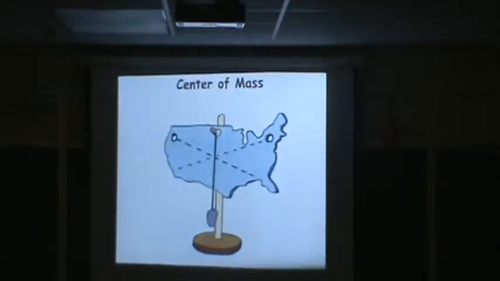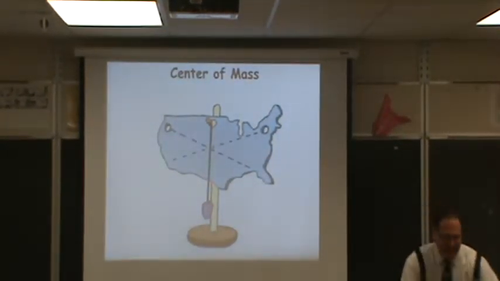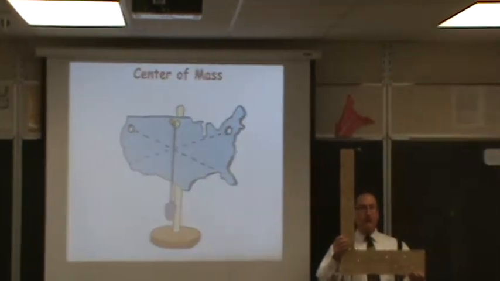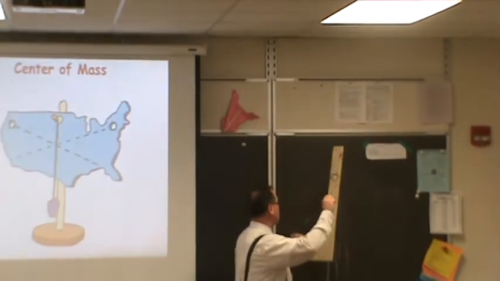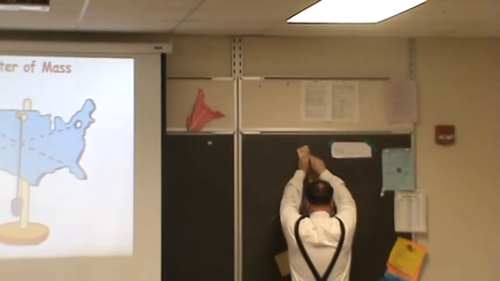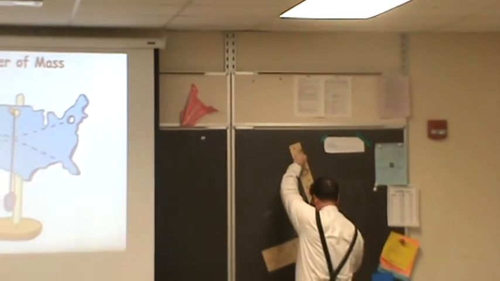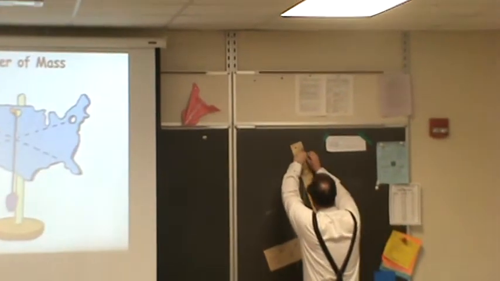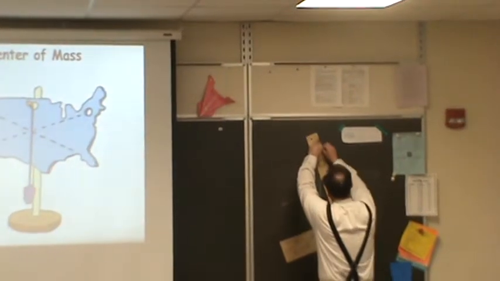Now, okay, how about something like this? How about getting this L-shaped object? If we want to find out where the center of mass of this L-shaped object is, we can use the plumb bob. And we're going to find out something very interesting when I do this. Let me suspend it from this point right up here. I know the center of mass, the center of gravity, has to lie somewhere along this line.